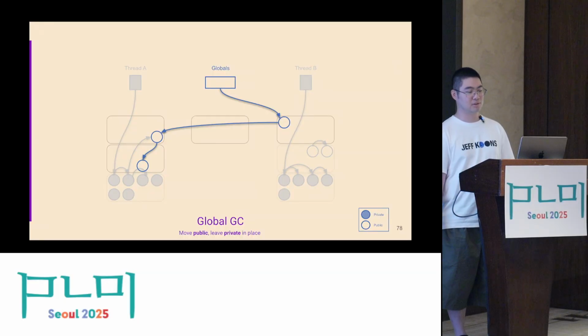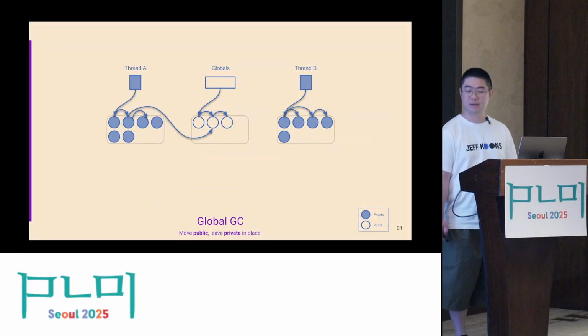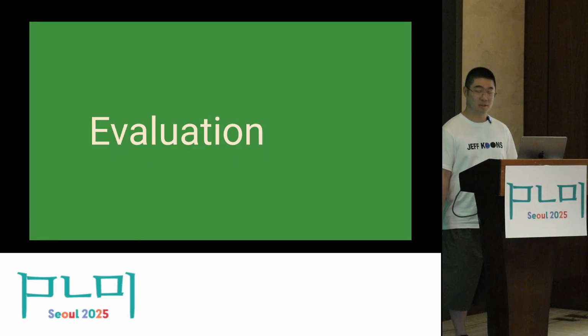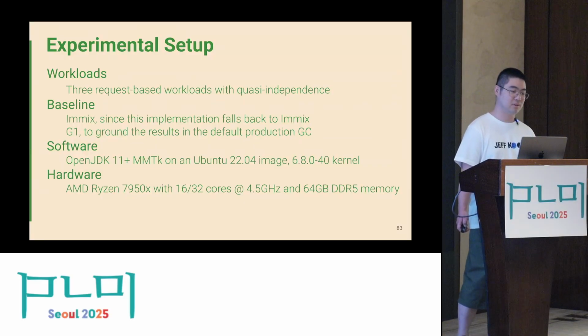So in the global GC, only public objects are evacuated, while private objects are left in place. And by doing so, we got a more compact heap layout. So now let's quickly look at the evaluation. So this is our experimental setup.